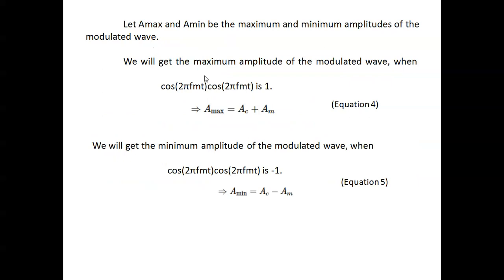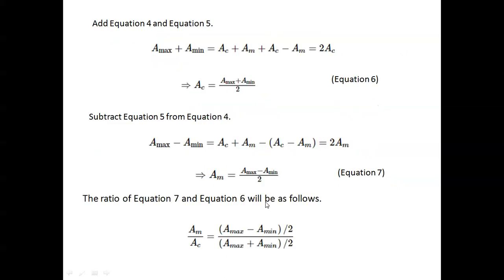So, A maximum and A minimum are the amplitudes of the modulated output. You know the diagram: in the modulated waveform there is a maximum amplitude and a minimum amplitude. The maximum amplitude, A maximum, is Ac plus Am, which we take as equation 4. Similarly, the minimum amplitude, A minimum, is Ac minus Am, which we take as equation 5.